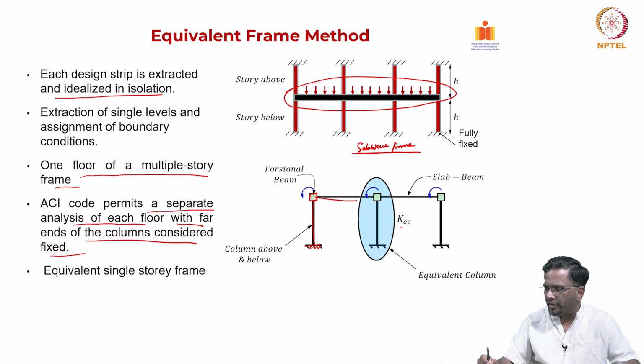So, that is what we write here, which is an equivalent column. We club this column above and column below along with this torsional beam, find the equivalent stiffness, and we model that as a single story frame.